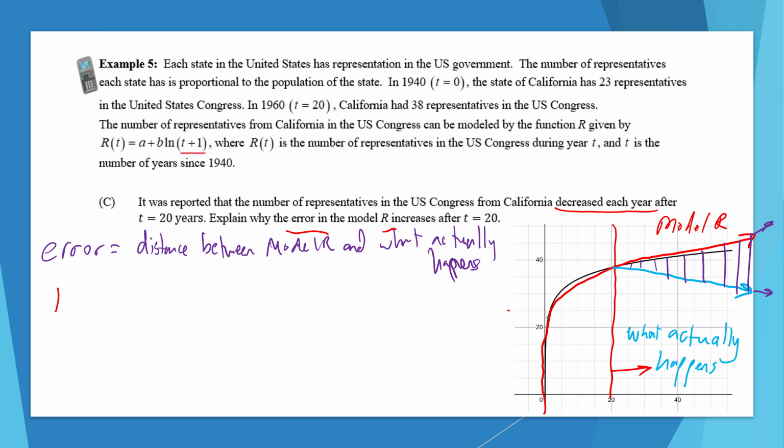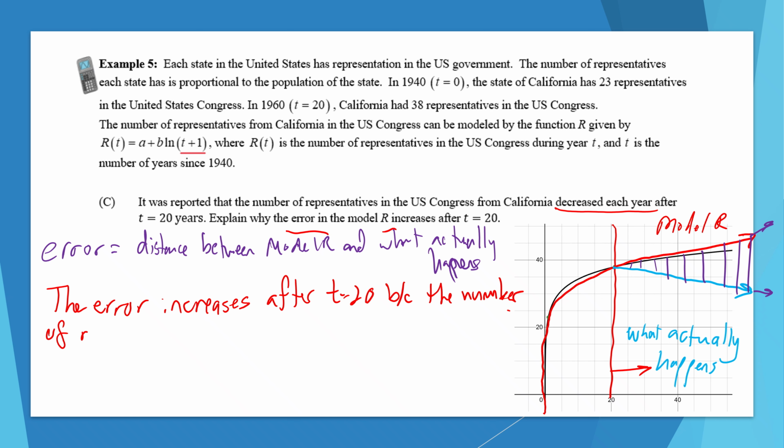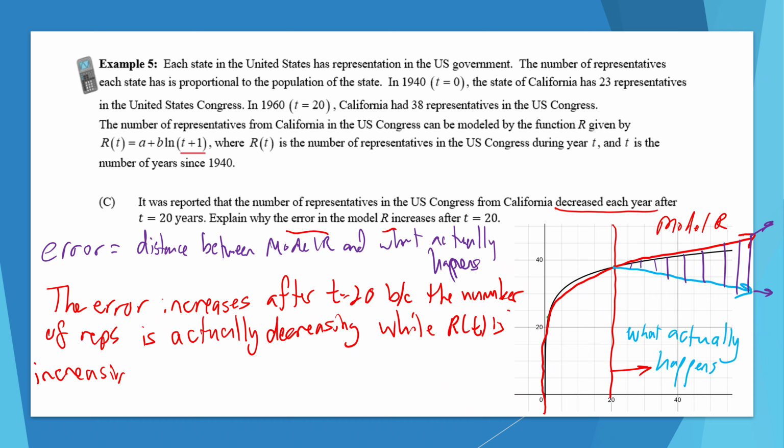Well, let's just point out and reply with what we see that I just showed. So I would say here the error increases after t equals 20 because the number of reps is actually decreasing, while R of t is increasing. So the distance between them is increasing.